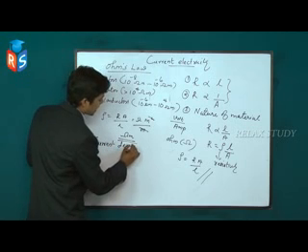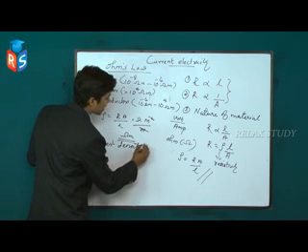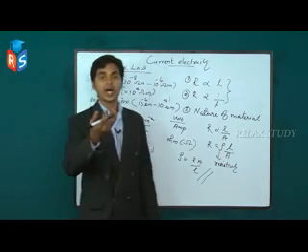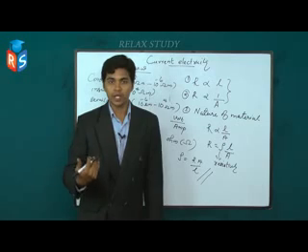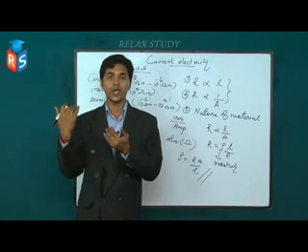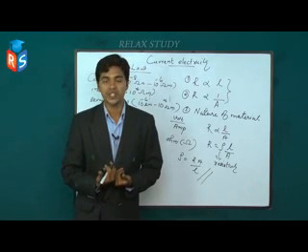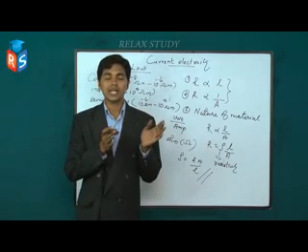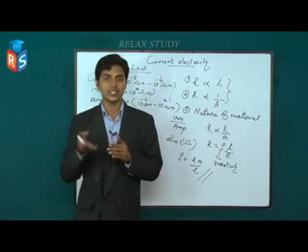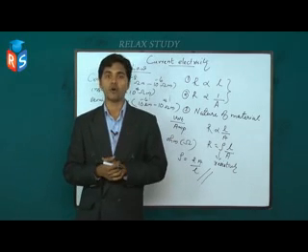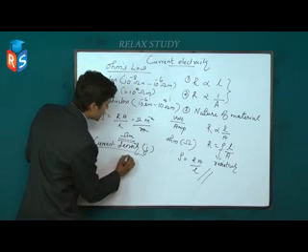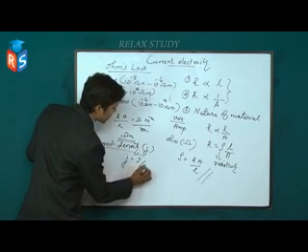Current density is defined as the amount of charge flowing normal through a unit area held perpendicular to the flow of charge, or current flowing per unit area perpendicular to the direction of flow of current. That is current density. It is given by J equals current divided by area.